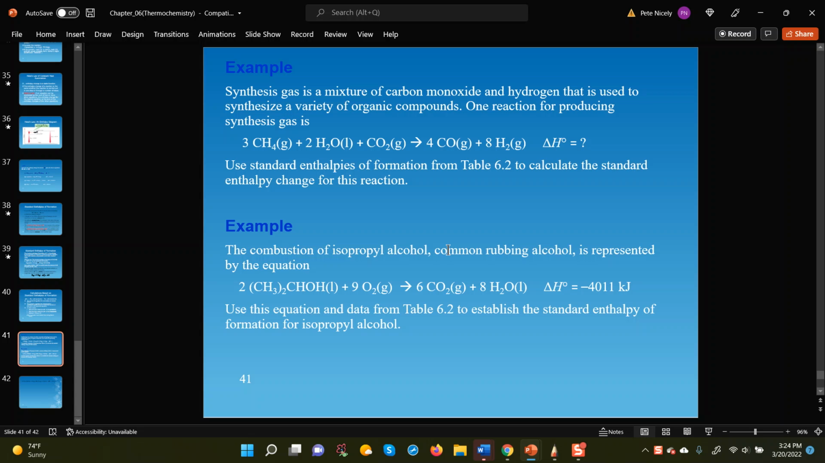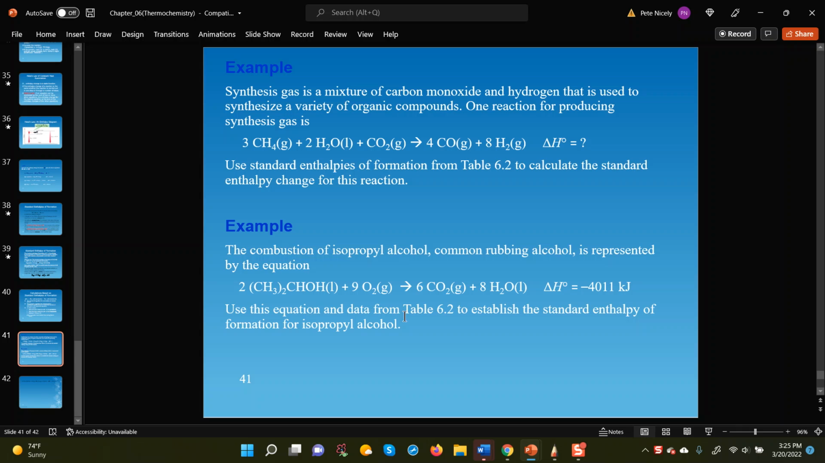So, as promised, we'll be looking at the next example. We just did the first one. So the one here at the bottom we're going to be looking at. In this case, they're talking about the combustion of this compound called isopropyl alcohol, which is the same thing as rubbing alcohol. And this is the equation. They gave us the balanced equation, and they also gave us the enthalpy of the reaction under standard conditions.